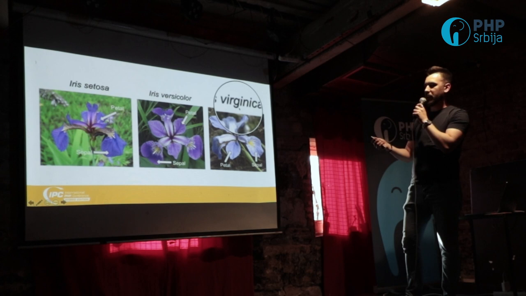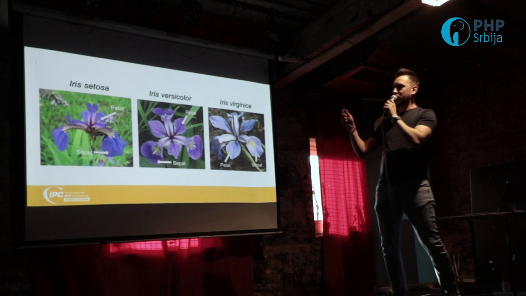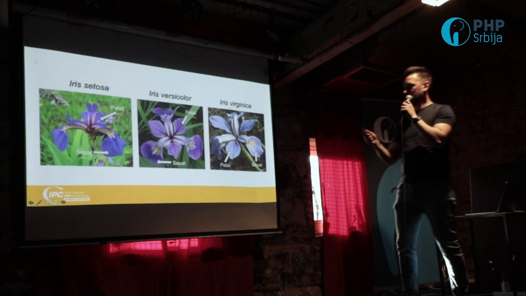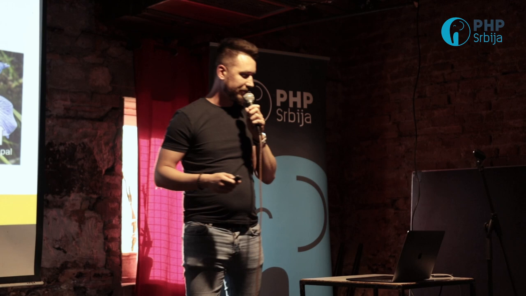The point is, these flowers are actually distinguished by their petal and sepal length and height, and that's it. Based on these measurements, you can tell with quite high certainty to which family of flowers this flower belongs. And this is how it actually looks. It's quite easy. This is the whole data set. It has apparently 150 rows.